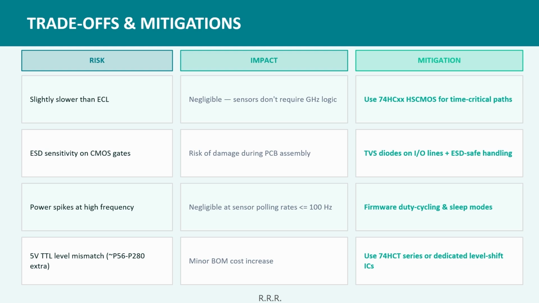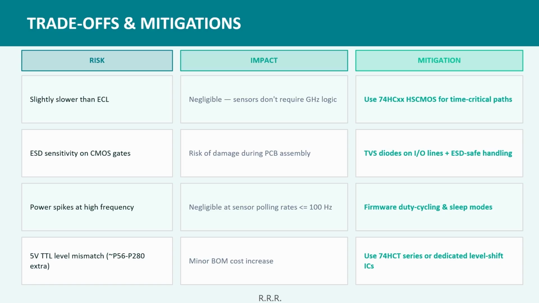Trade-off 2. CMOS gates are sensitive to electrostatic discharge. This is a real concern during PCB assembly. We mitigate this by enforcing ESD safe handling procedures on the production floor and adding transient voltage suppressor diodes on all exposed I/O lines.